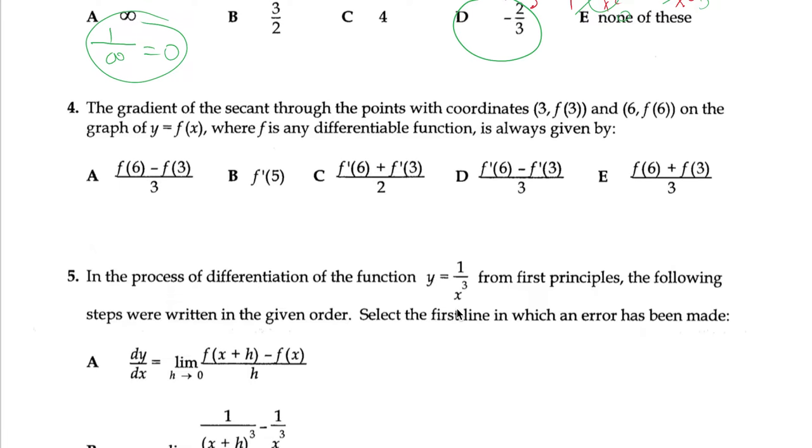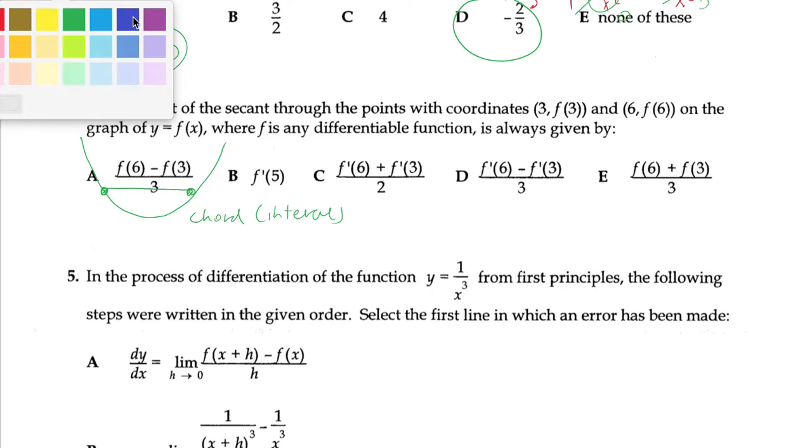Now for question 4. For question 4, they ask you the gradient of the secant through points with coordinates on the graph y equals f(x), where f is a differentiable function. We talked about this before: if you have any curve and you join any two points, this is called a chord. A chord is an interval, and it has a fixed length.